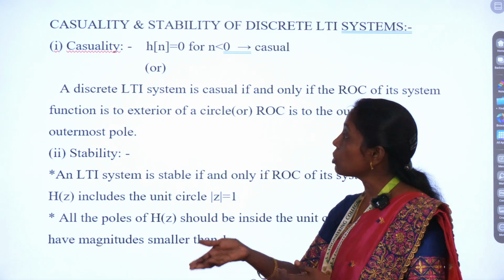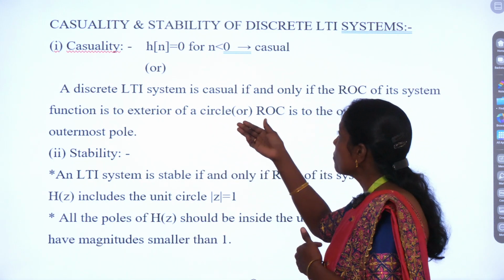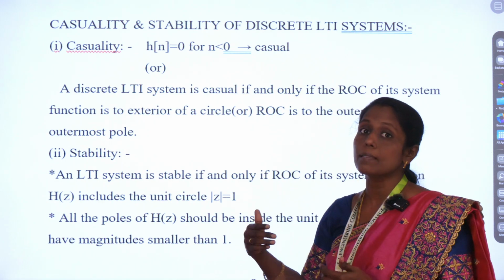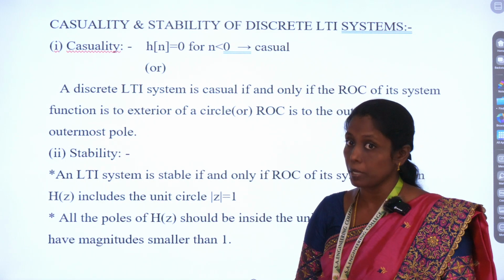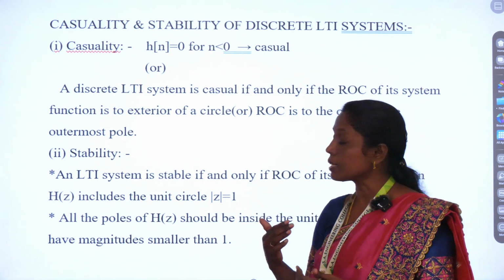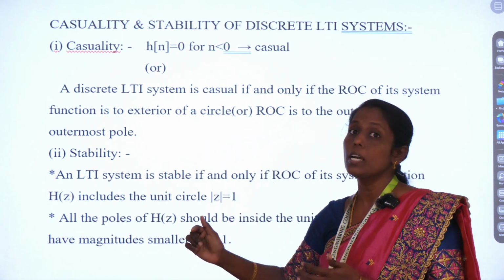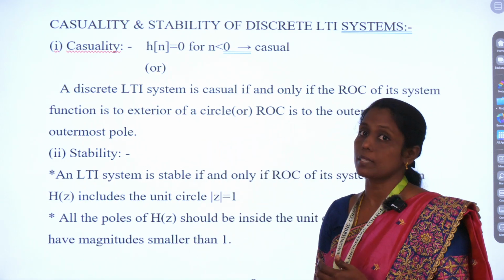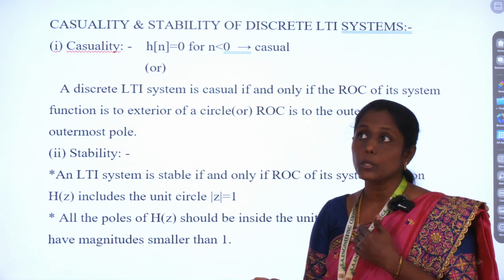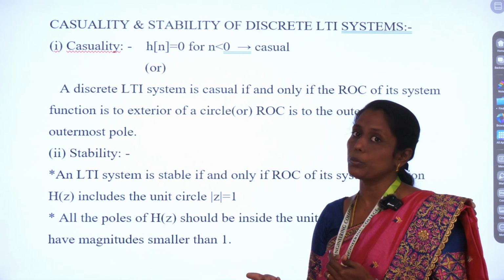And we can also check with one more condition. If an LTI system should be causal, it means the region of convergence, that is the ROC of the system, should lie outside the unit circle. Lying outside the unit circle means what? It should lie in the exterior of the unit circle.